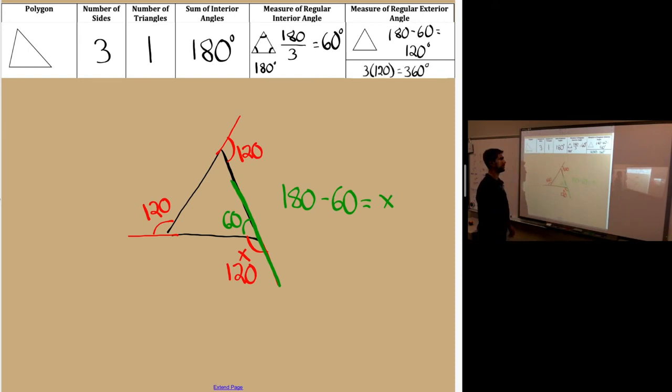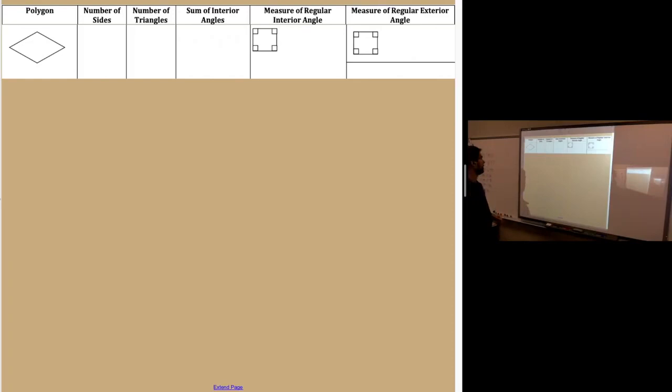of regular exterior angles. All right, moving down on your notes, we see a four-sided polygon. And this right here is a quadrilateral. So the number of sides is 4. The number of triangles, it may not look like there's any triangles, but every single polygon can be split into triangles. It's called triangulation. And this is how we do it.